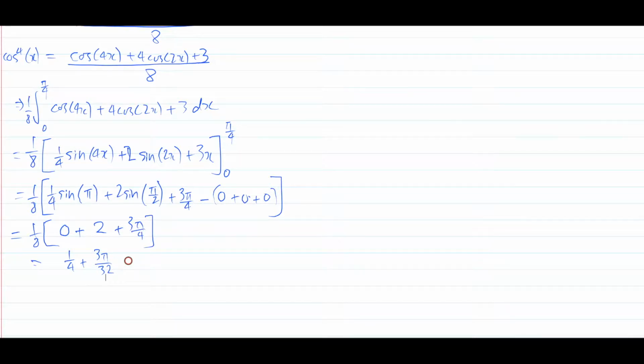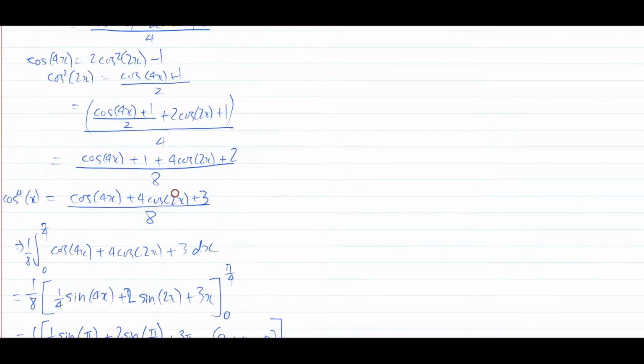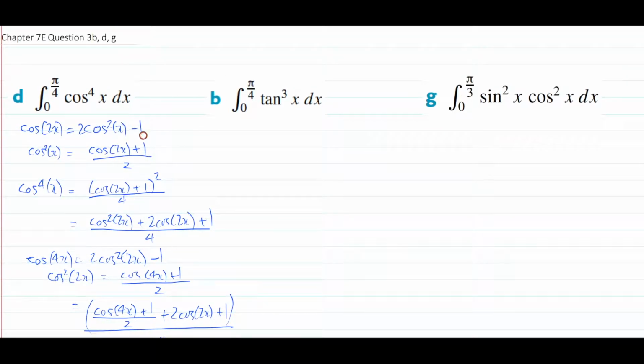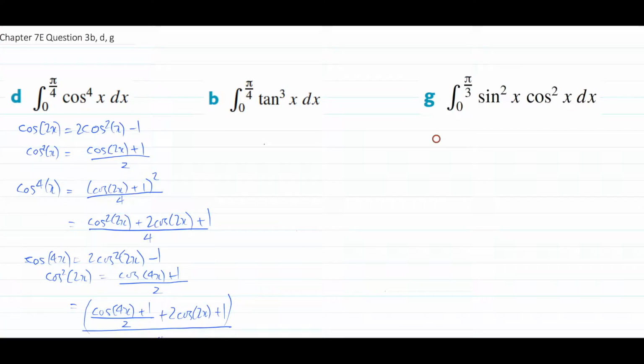Okay? That is our final answer when you sub in pi on 4 and 0, or when you find the definite integral of this function right here. Okay? So that's part D. It's very long, but that's why it's a good question. That's why I wanted to do it in this video. Okay, and then moving on to the next part, I'll skip B, I'll move B to the next video, and then we'll move to G so I can keep this video not too long. So we'll do G, and then I'll do B, which is quite big, in a next video, okay?